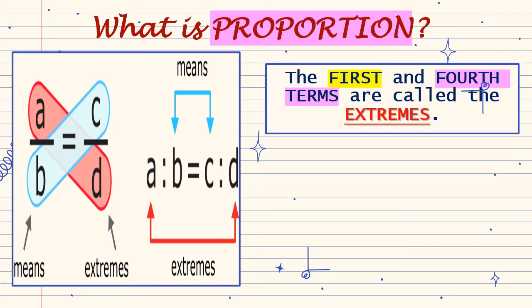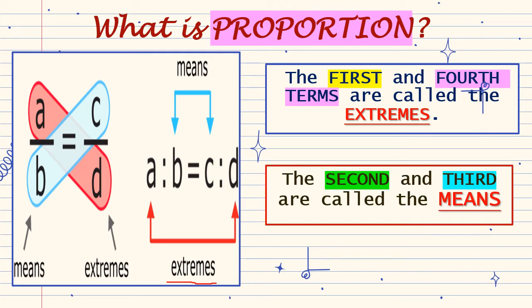The first and the fourth we call the extremes, and the second and the third we call the means. If they are formed in ratio, the means are in the middle, and the opposite sides are the extremes. Here in fraction, A and D are the extremes, B and C are the means.